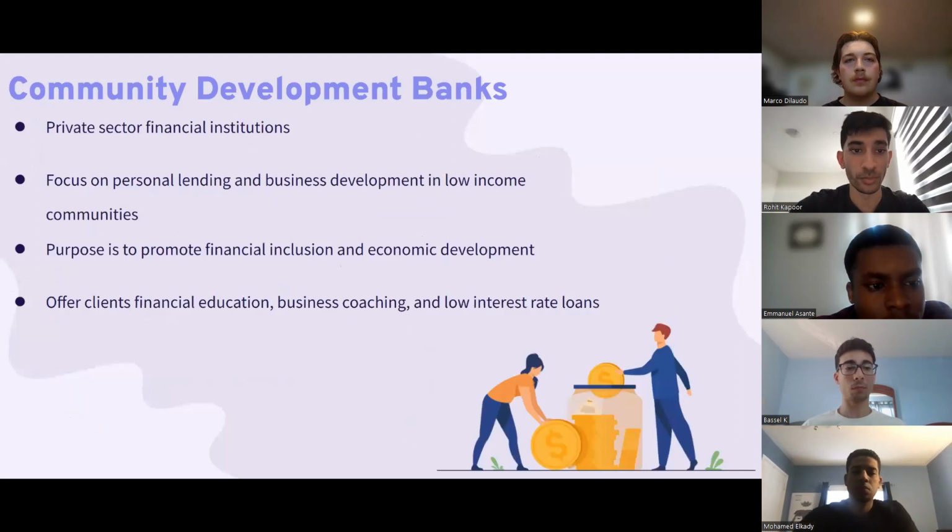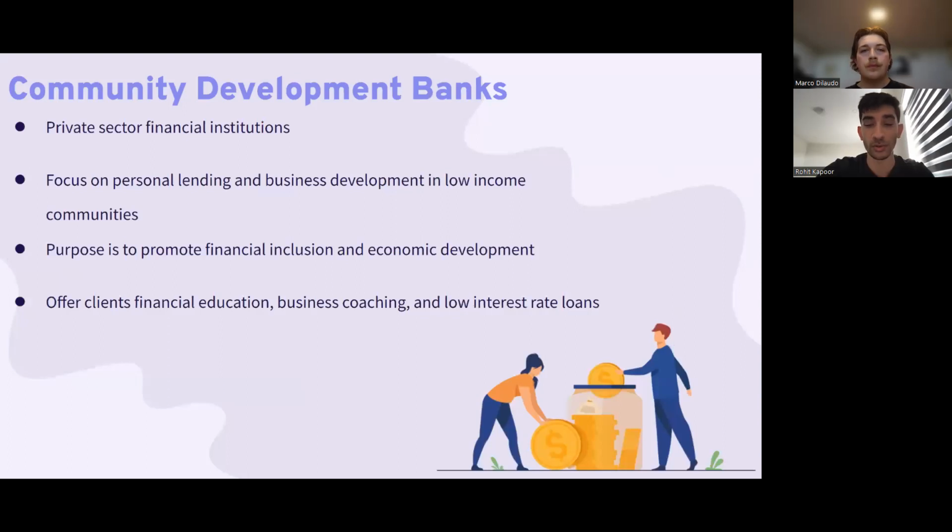Starting off with community development banks, these are private sector financial institutions that focus on personal lending and business development in low-income communities. Their purpose is to promote financial inclusion and economic development by providing access to affordable financial services and supporting the growth of small businesses as well. They also offer many resources such as financial education, business coaching, and low interest rate loans.